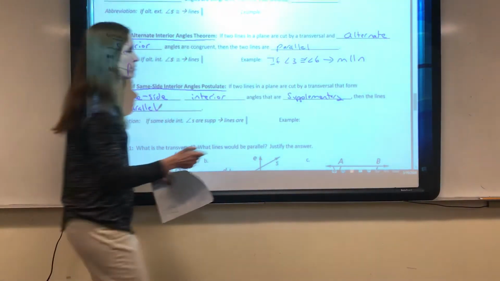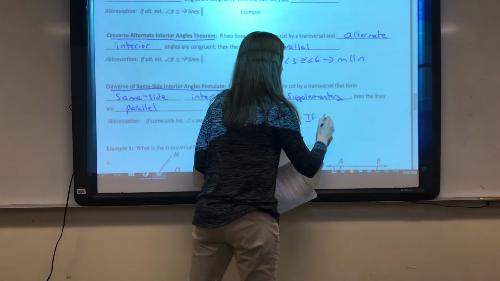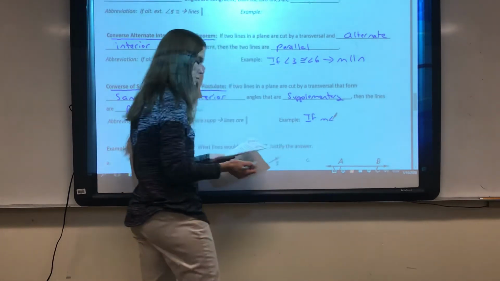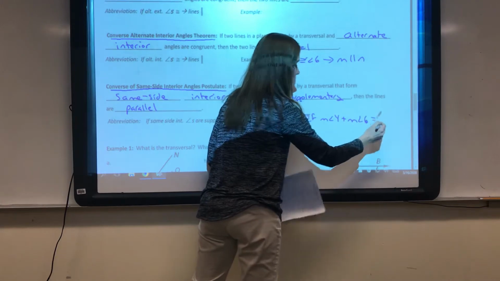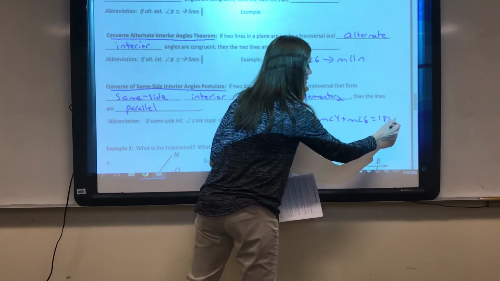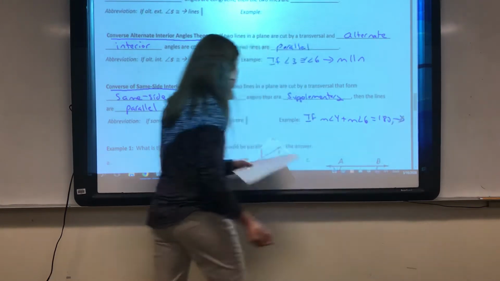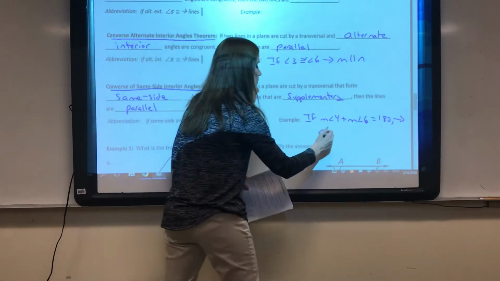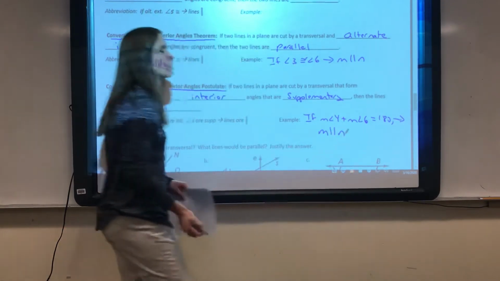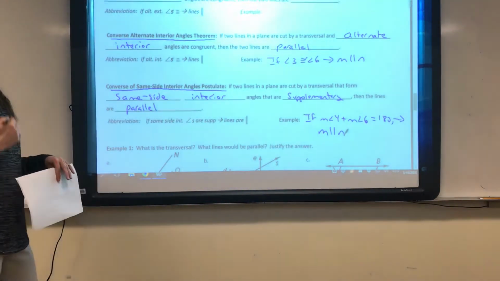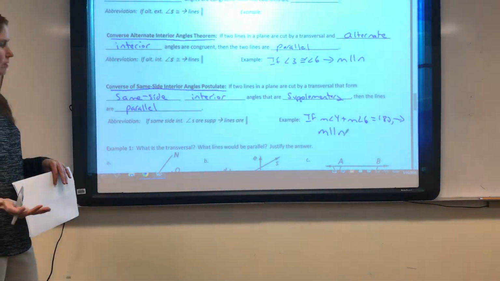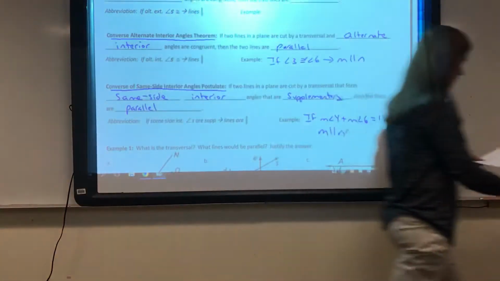And the example of that says that if the measure of angle 4 plus the measure of angle 6 equals 180, then M must be parallel to N. Okay, we're not saying they're congruent this time. We're saying that 4 and 6 add up to 180, so therefore the two lines must be parallel. Okay, so let's look at some examples of this.